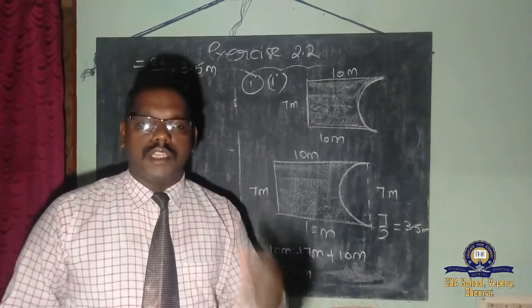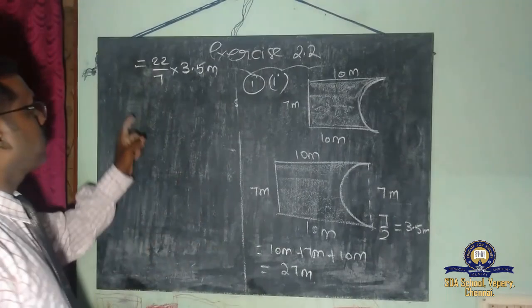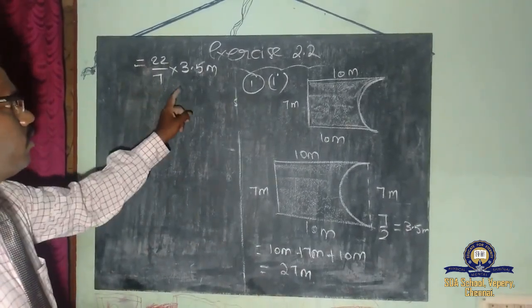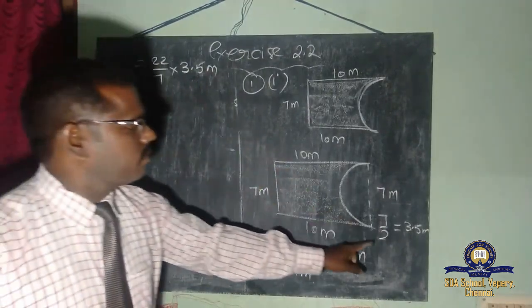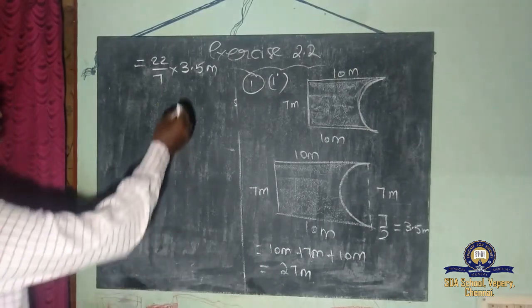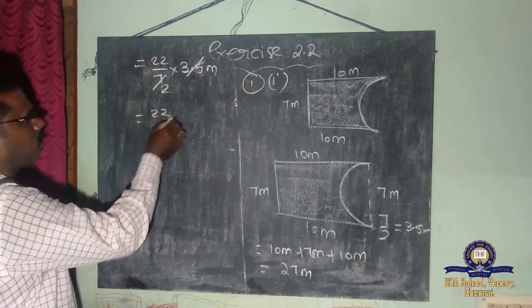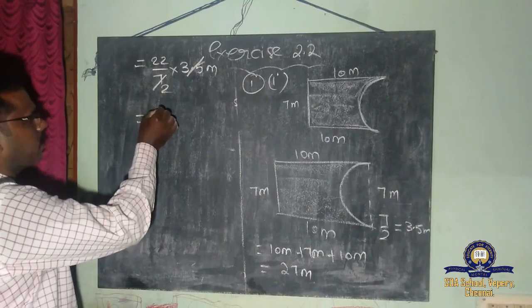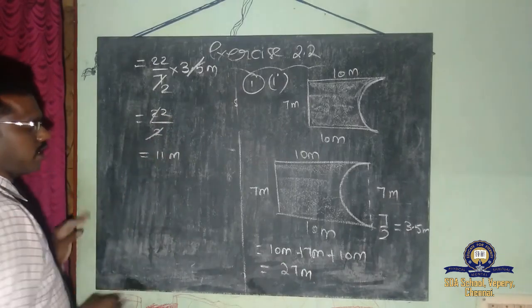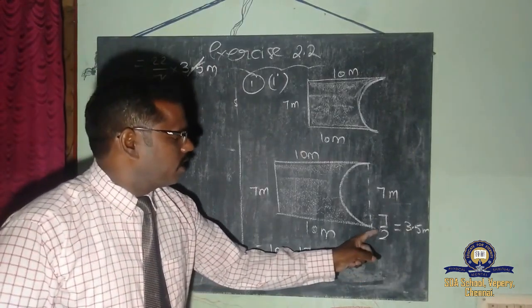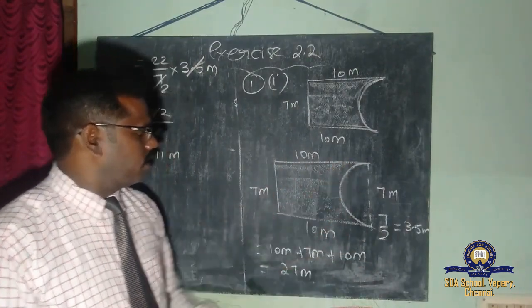Now I want to pursue the problem from the last step, from where I left. You see, 22 by 7 into 3.5 meter. This radius is taken from this diameter. Now 3.5 is in 1 times, 7 is in 2 times. So what we will get? 22 by 2, we will get 11 meter, isn't it?